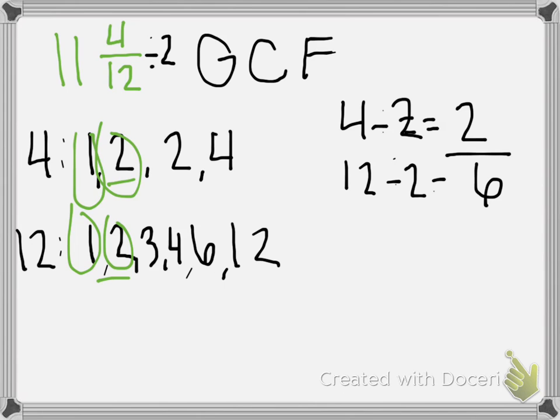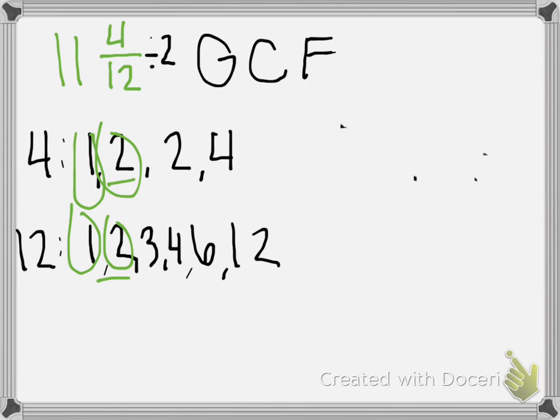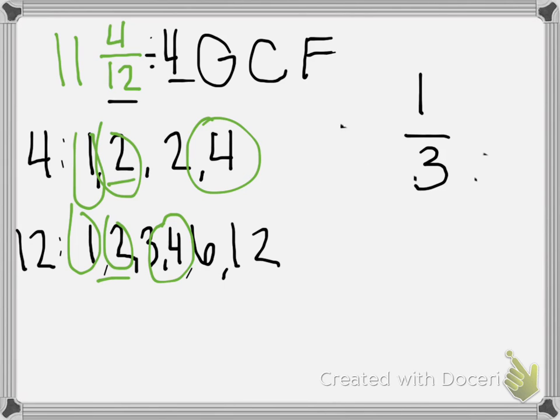Oh, I'm sorry. Let me erase that. I just noticed that my greatest common factor is actually the 4. So I'm going to divide both the 4 and the 12 by 4. So 4 divided by 4 is 1. 12 divided by 4 is 3. And I need to make sure I add on my whole. So my simplified fraction is 11 and 1/3.